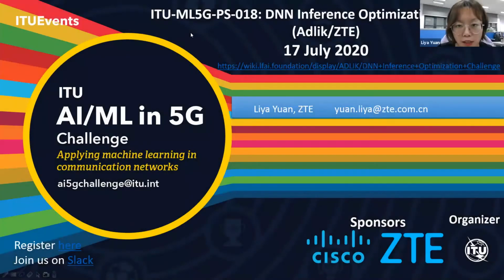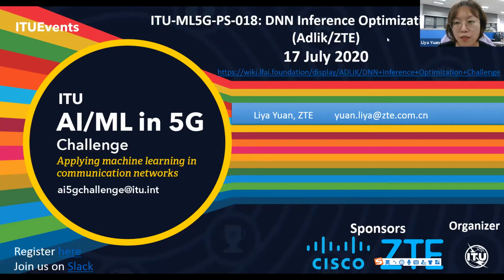Today I'm going to talk about problem statement 18, which is the DNN Inference Optimization Challenge. You can also find the problem statement on our AdLeak wiki, which I have posted the link here. You can click it and find the problem statement and get all the details.